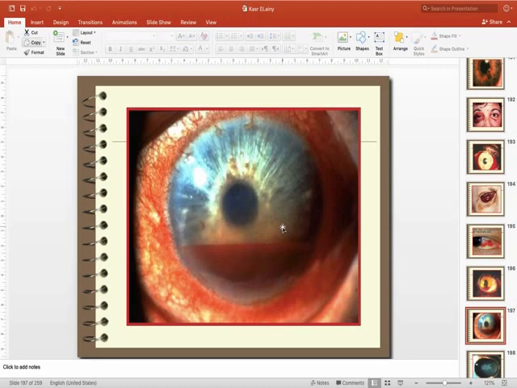If there is a total hyphema, the blood filling the whole anterior chamber, you have to intervene surgically. And if there is a start of corneal staining, you have to surgically evacuate this hyphema.